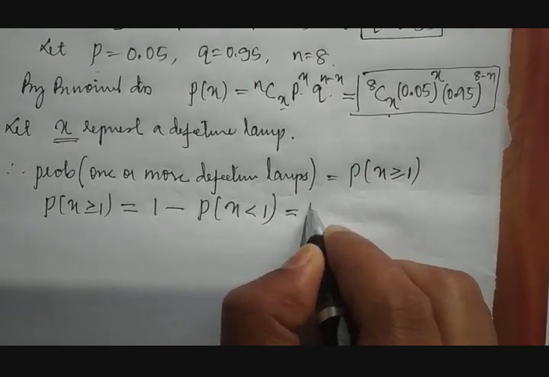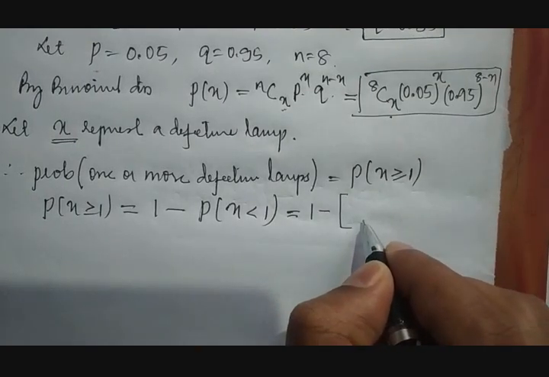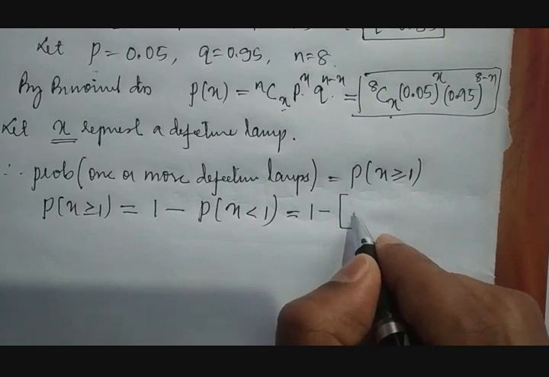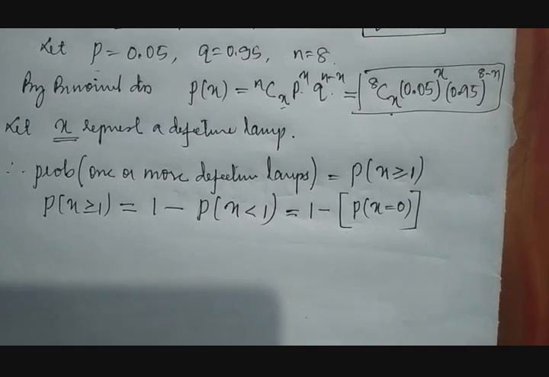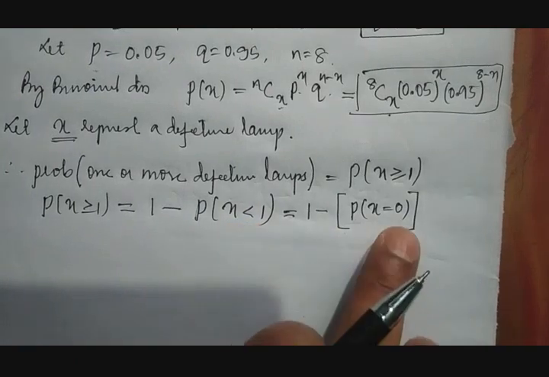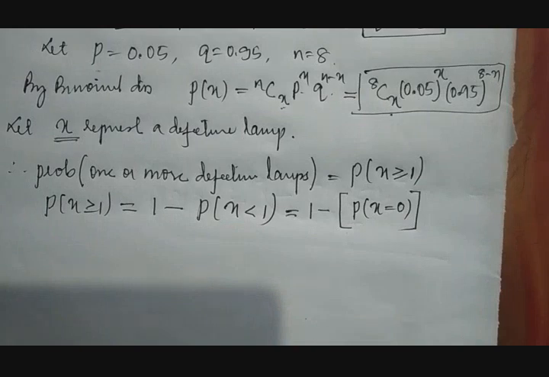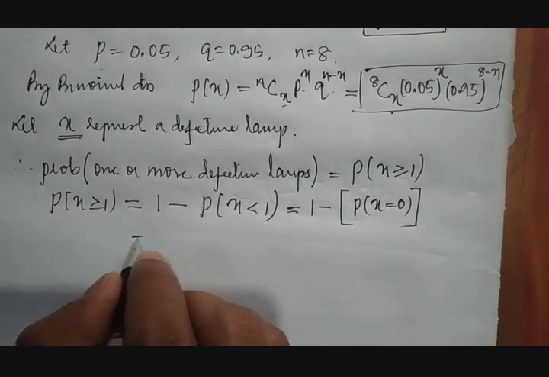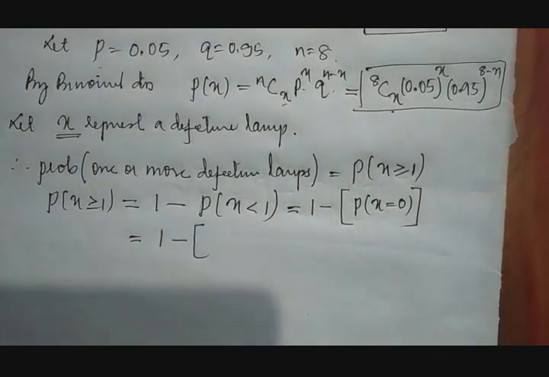This is equal to 1 minus probability of x less than 1. Less than 1 means even 1 cannot be taken. So it is very clear that it is probability of x equal to 0, because it is less than 1, not equal to 1. If it were equal to 1, then I would have taken x equal to 0 and x equal to 1. But it is purely less than 1. So it is 1 minus probability of x equal to 0, which is nothing but 1 minus, putting x equal to 0 in this formula.